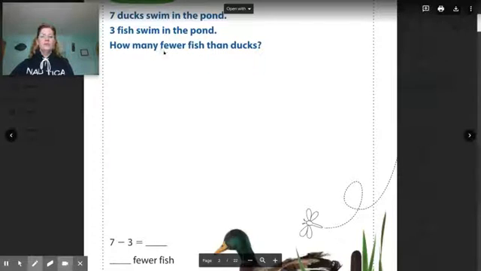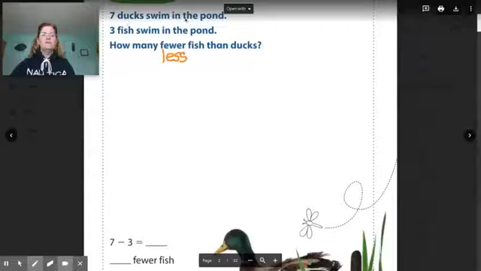Remember, fewer means less. We do the fewer and more when we do our weather graph at school. So think about that. How many fewer days were sunny? How many more days were rainy? We do that. So let's read it again.